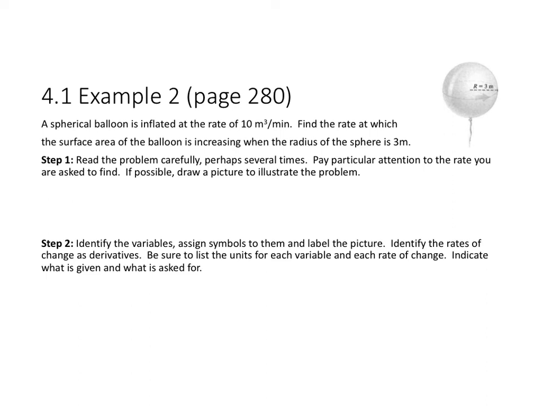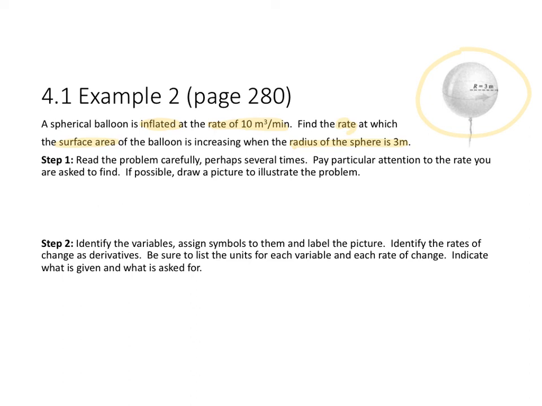So step 1, we're going to read the problem carefully, perhaps several times. Pay attention to the rate you're being asked to find, and if possible, draw a picture and illustrate the problem. So we have our picture drawn over here for us, but let's reread the problem one more time. A spherical balloon is being inflated at a rate of 10 meters cubed per minute. So that's going to be important, so let's highlight that. It's being inflated. Find the rate at which the surface area of the balloon is increasing when the radius of the sphere is 3 meters.